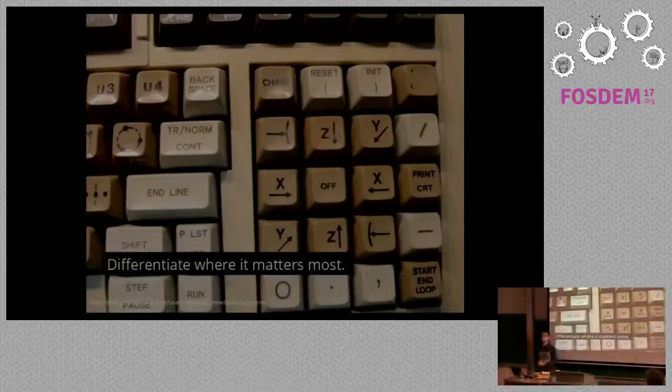Last point: differentiate where it matters most. If we look at software, we see a lot of standardization. We see build tools being standardized. How many different compilers are you using these days? You probably use either GCC, LLVM, or if you're targeting Windows, you may be using Microsoft Visual Studio. But that's about it for compilers that we usually care about.